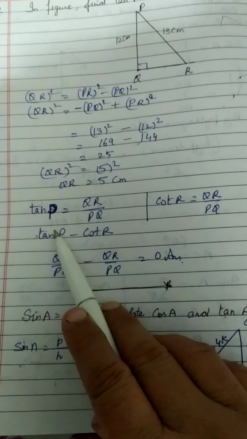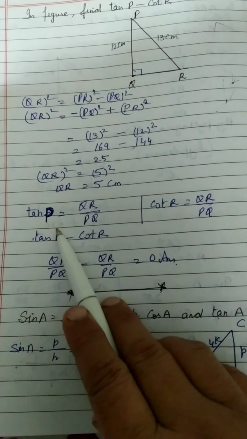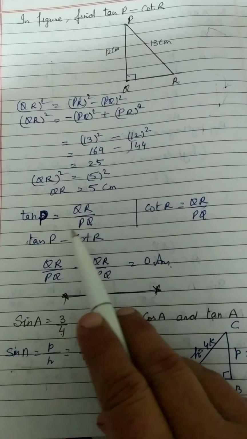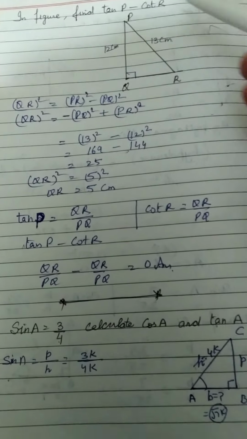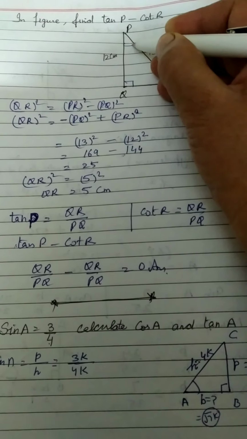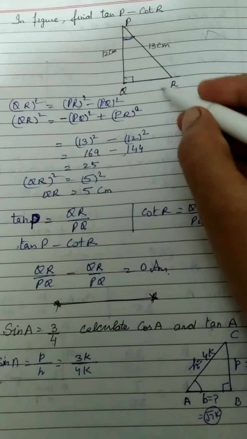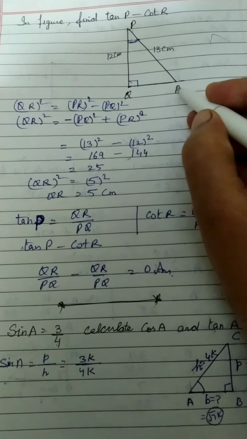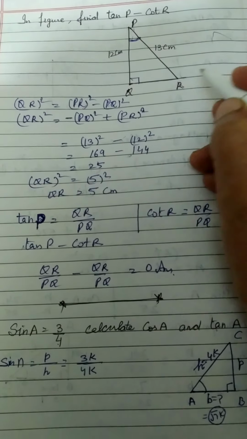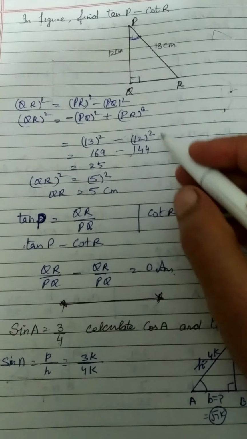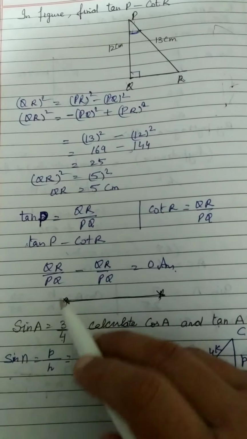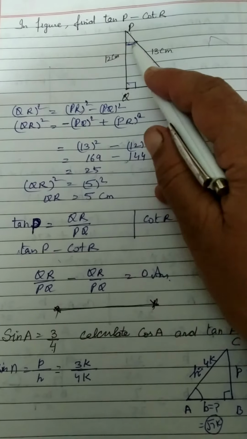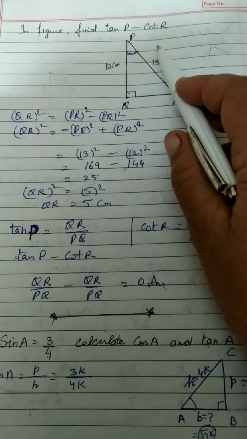Now for tan P, the base angle is P. It is equal to QR by PQ. Tan P is perpendicular upon base. If P is the base angle, then perpendicular is QR and base is PQ. QR is 5 and base PQ is 12. Means tan P is equal to QR by PQ.